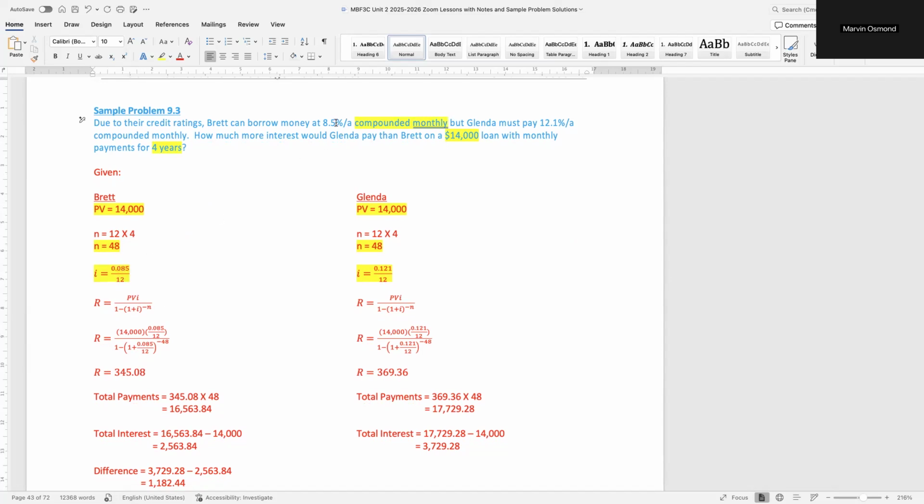So take the 8.5, divide that by 100, and you'll get 0.085 divided by 12. We're going to leave that as a fraction, otherwise we're going to get a funky number. So we'll leave it as a fraction for now. Glenda's interest rate is going to be 12.1% or 0.121. So divide that by 100 and then divide that by 12 because we're compounded monthly. So we're dividing it by 12.